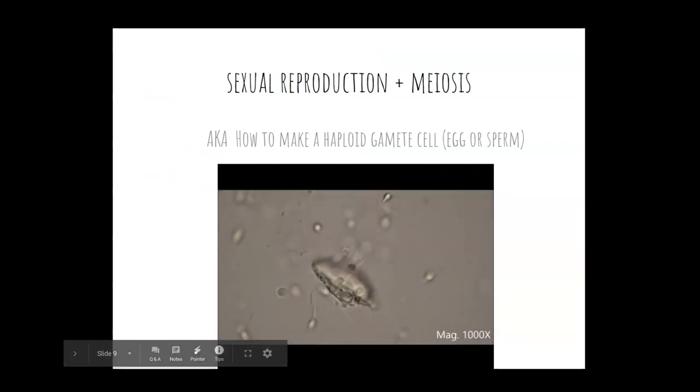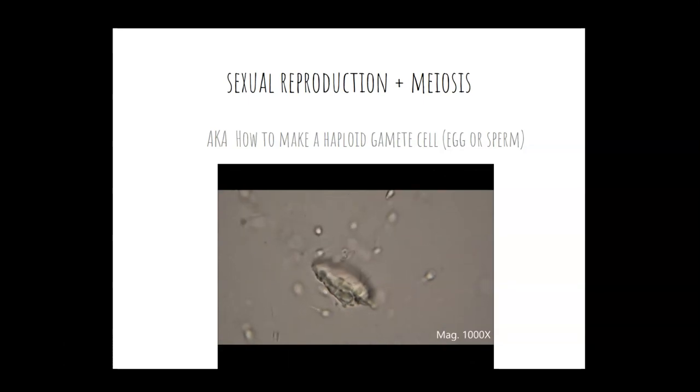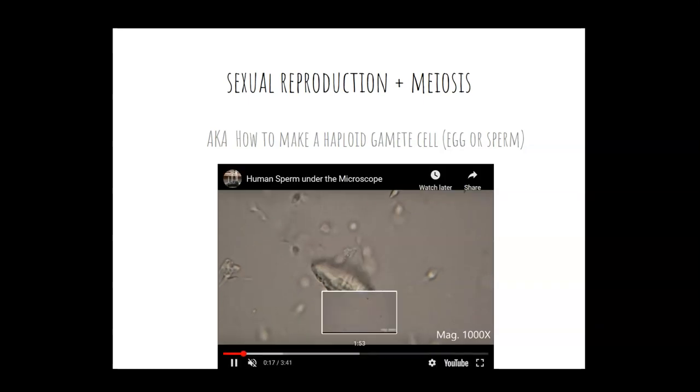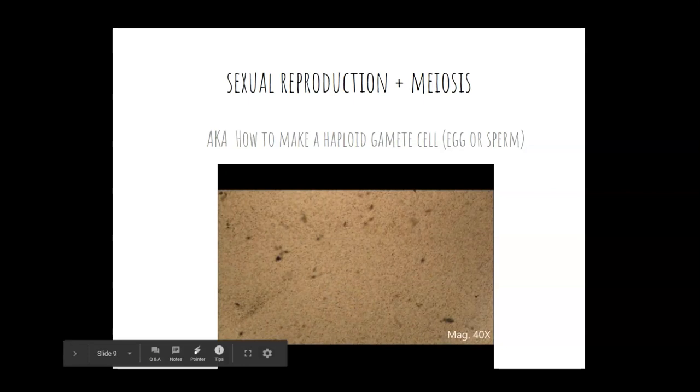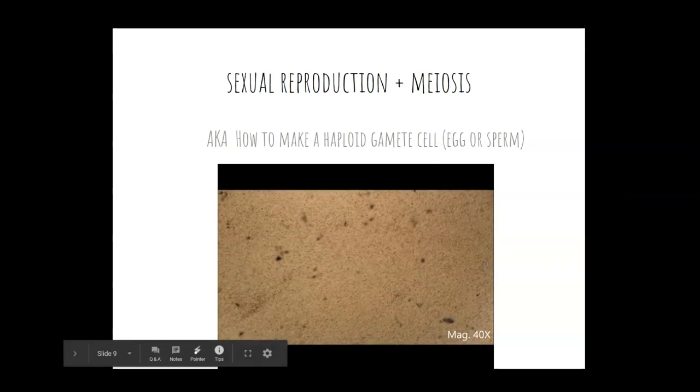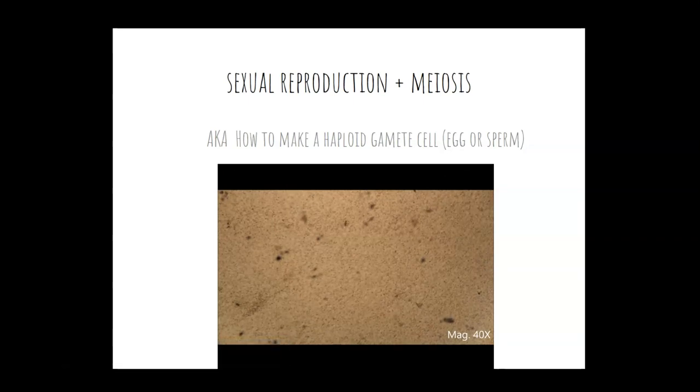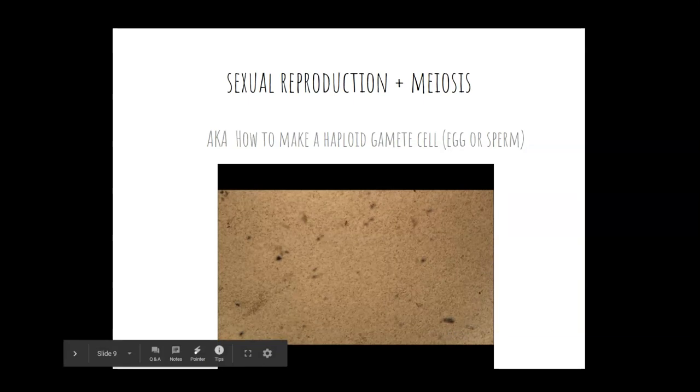Sexual reproduction and meiosis. Meiosis is the way in which you would make gamete cells, so either eggs or sperm, and they're haploid. This particular video that I pulled is human sperm under the microscope, and they have flagella, which is kind of cool, but each one of them is haploid. It only has 23 chromosomes, one copy of the genome.